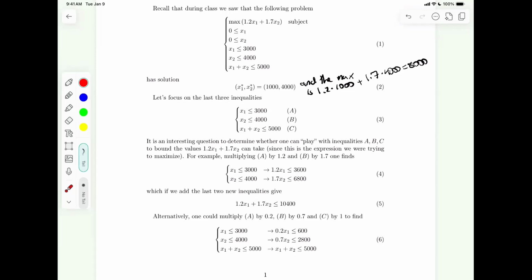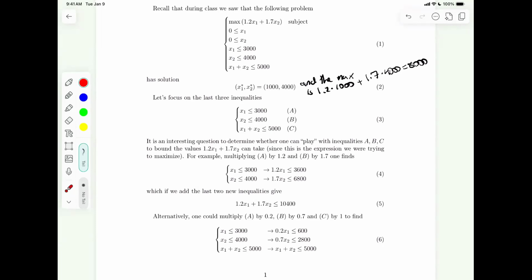Now here comes the game. Notice that to get to this bound, I only used the first two inequalities. I totally forgot about the last one. So a more strategic way could be to incorporate the third one. It does make sense that you would like to try to play with all of them.